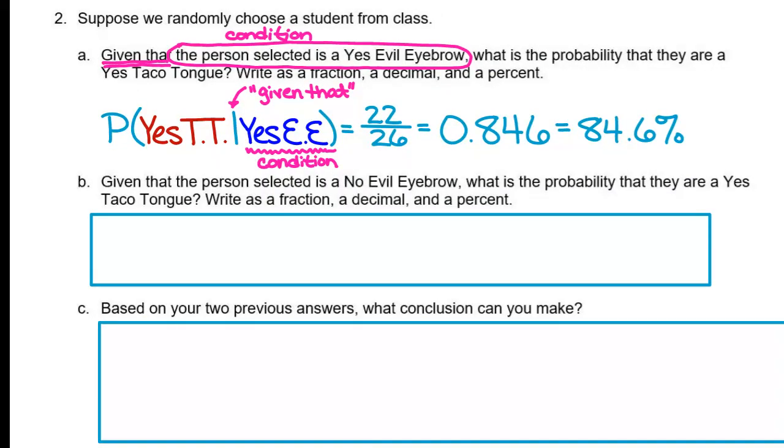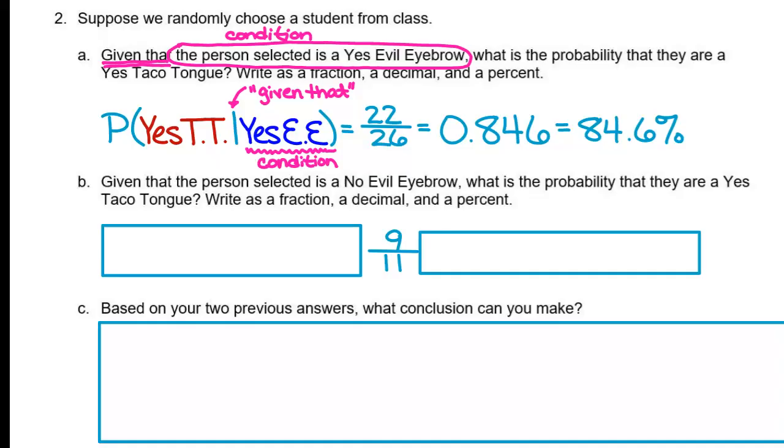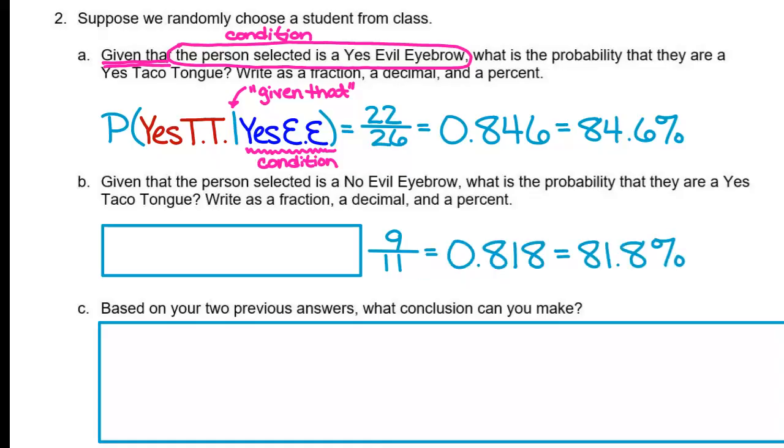All right. Let's look at part B. Given that the person selected is a no evil eyebrow, what's the probability that they're a yes taco tongue? No evil eyebrow. What's the probability that they are a yes taco tongue? 9 out of 11, yes. And what would 9 out of 11 be in its decimal form or in its percent form? Yep. 0.818 or 81.8%.